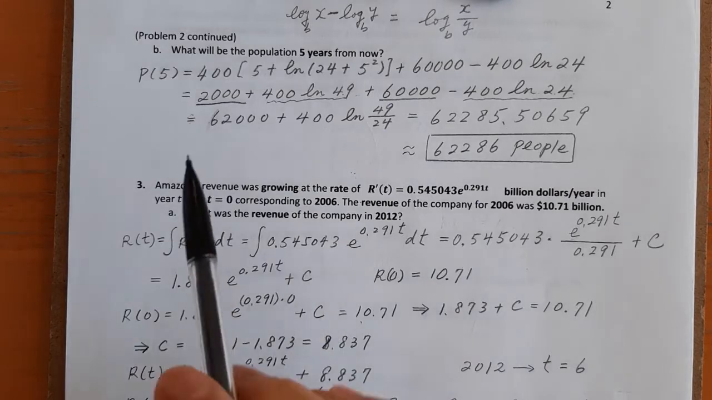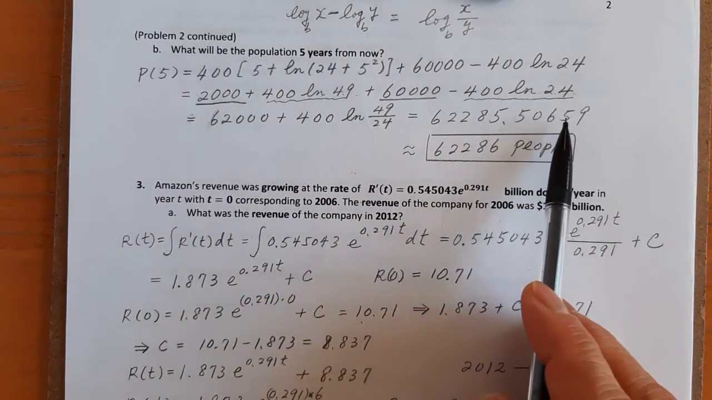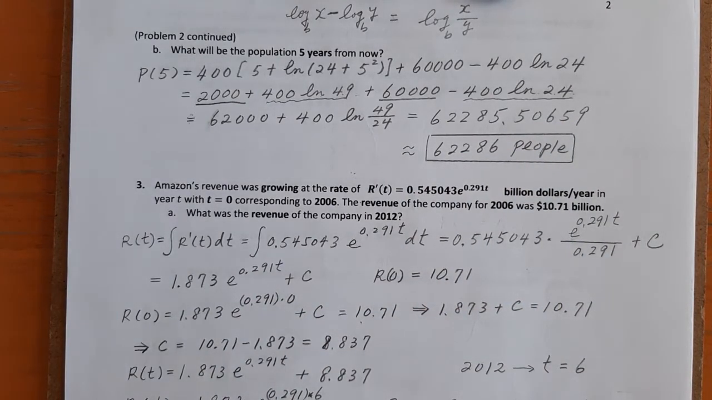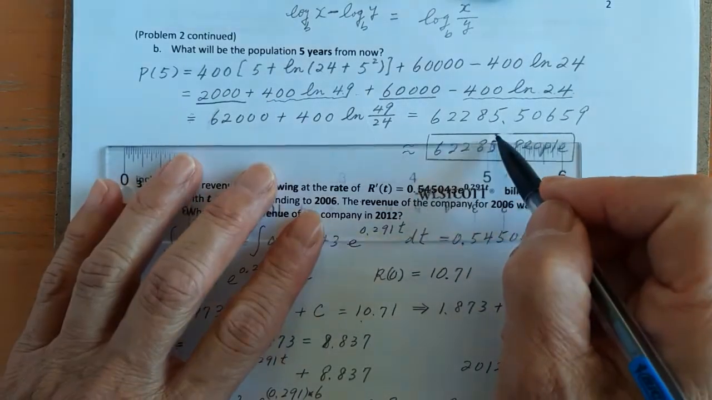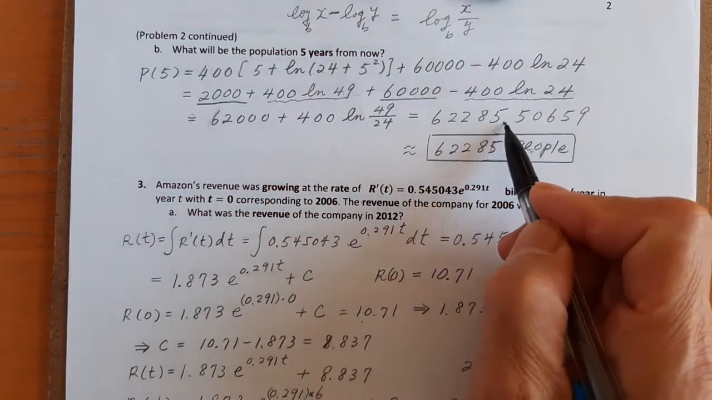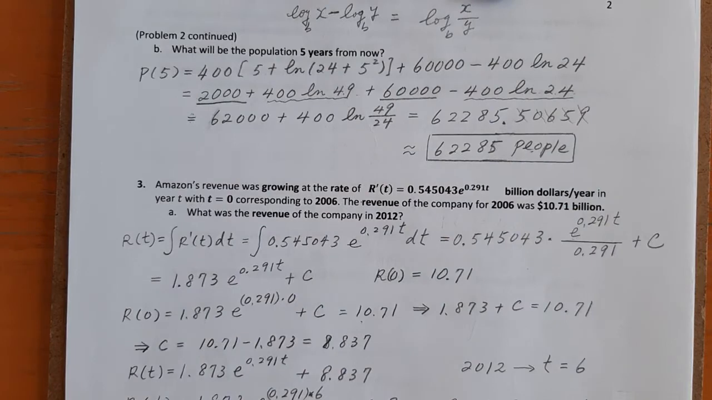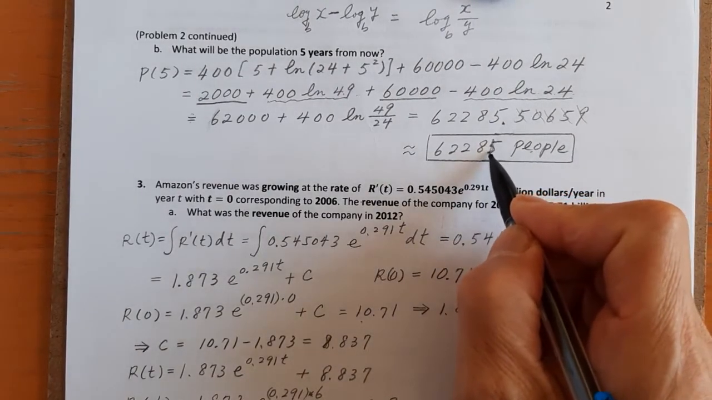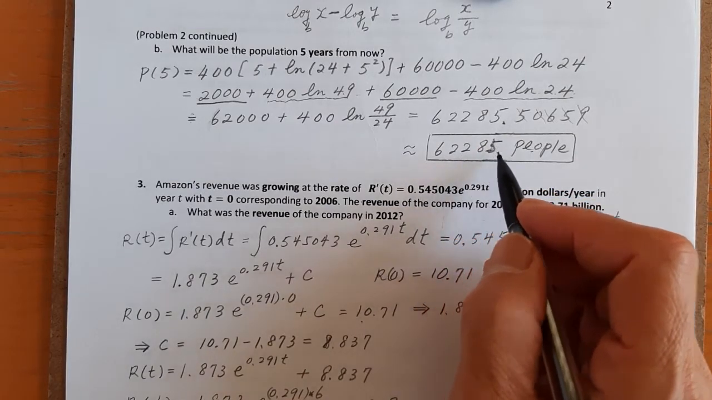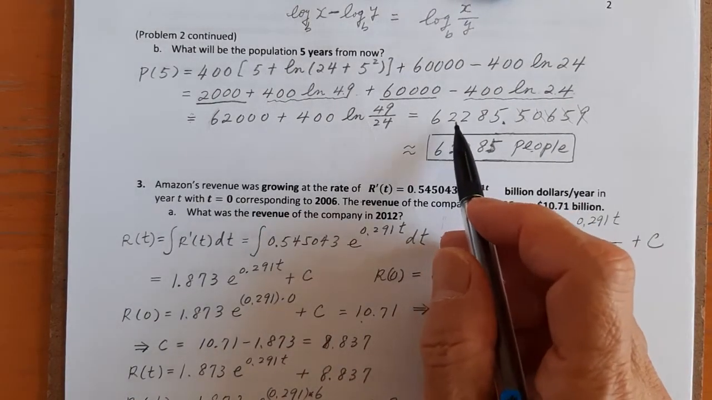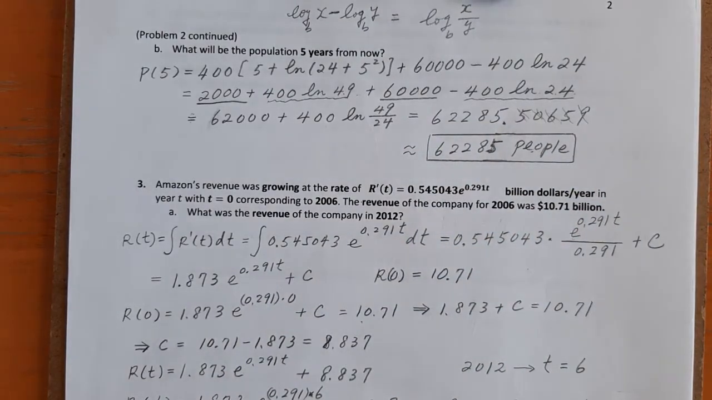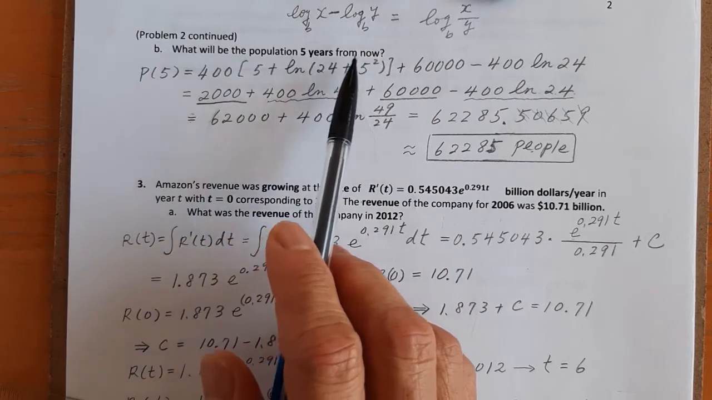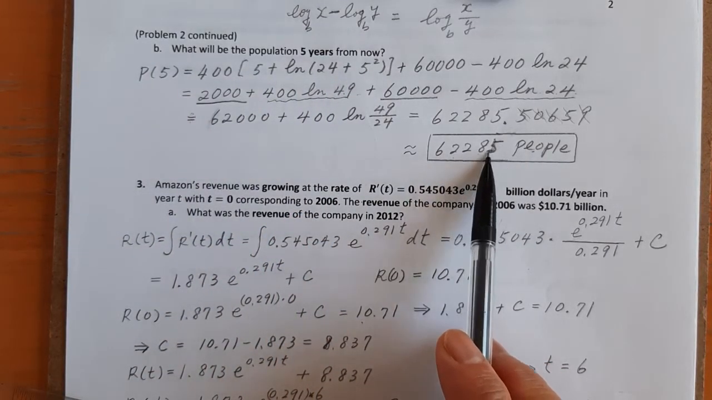Then use a calculator, and you figure out it is 62,285.50659. So the population is going to be 62,285. Don't round up, because this is a 0.5, which is not yet one whole person. You are guaranteed 62,285 people, but not up to 62,286 people, because that's not enough yet. So make sure the population 5 years from now is 62,285 people.